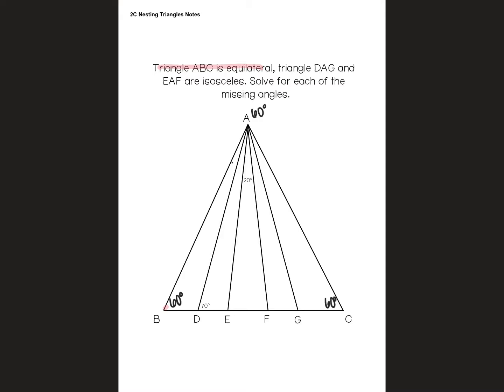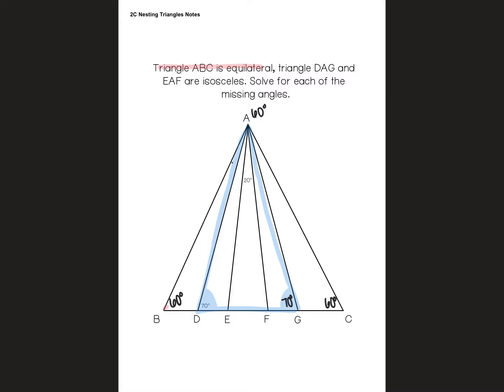Moving on, it says DAG and EAF are isosceles. So I'm just going to choose to start with one of those. I'm going to start with this one here, DAG. So looking at D, I see that it's 70 degrees, and we know that the base angles of isosceles triangles have to be congruent. So that makes this angle also 70 degrees.